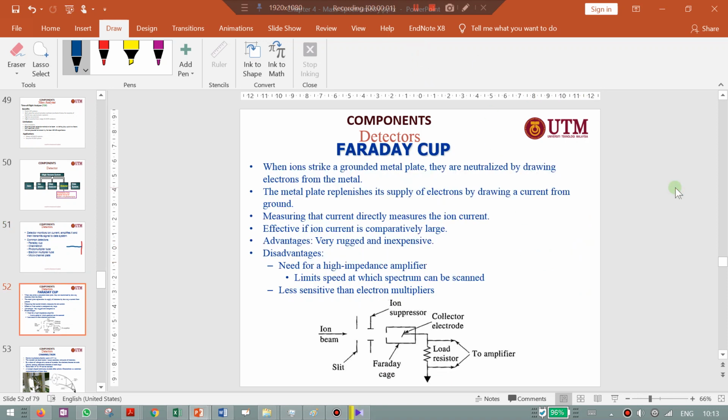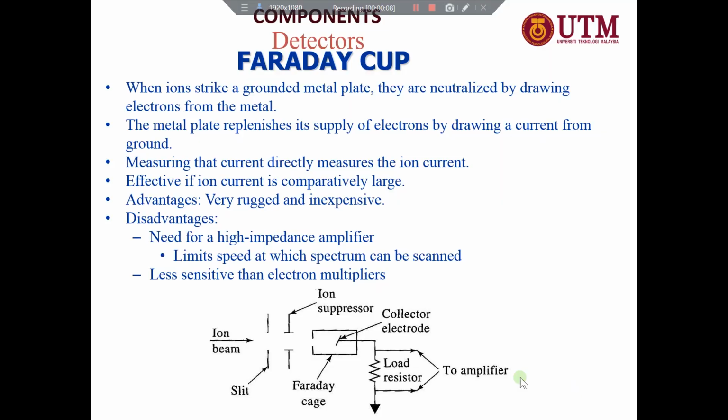The first detector is the Faraday cup. If you look at the figure over here, this is the basic illustration of the Faraday cup. We have the ion beam. It is not the electron beam that we use to ionize our sample. The ion beam here means the ions produced by the ionization, meaning your molecules that have turned into molecular ions and fragment ions. The ion beam goes through the ion suppressor and goes to the collector electrode.